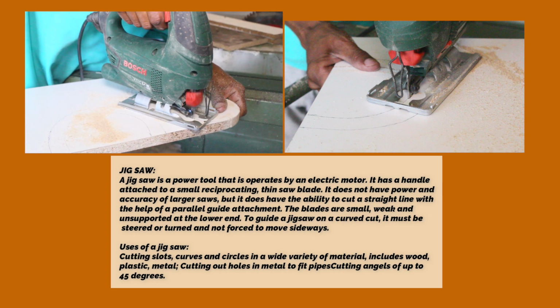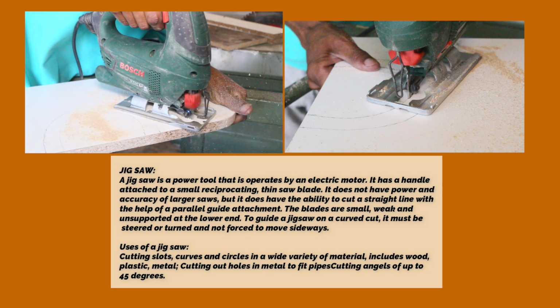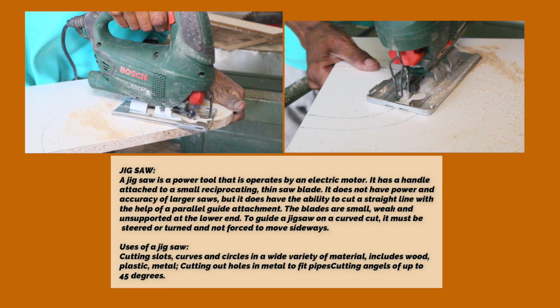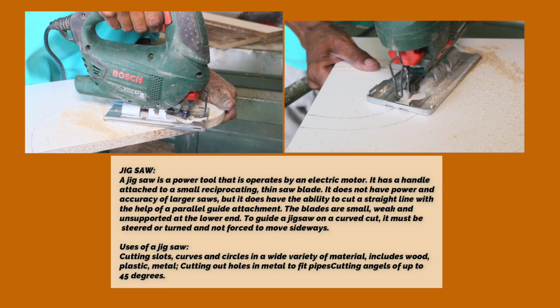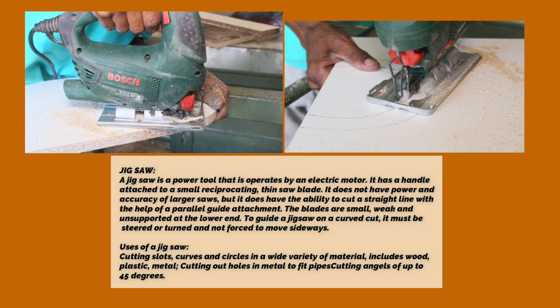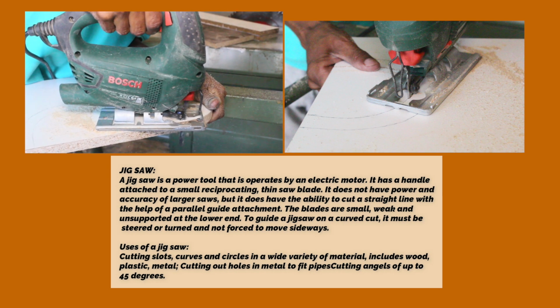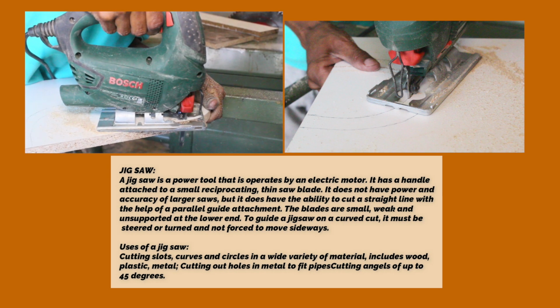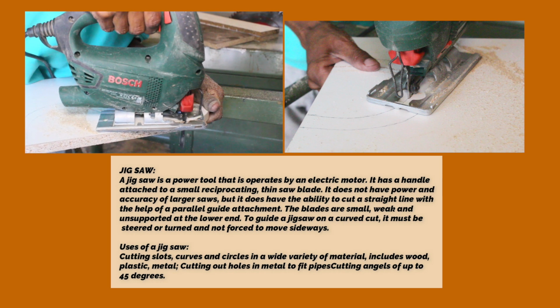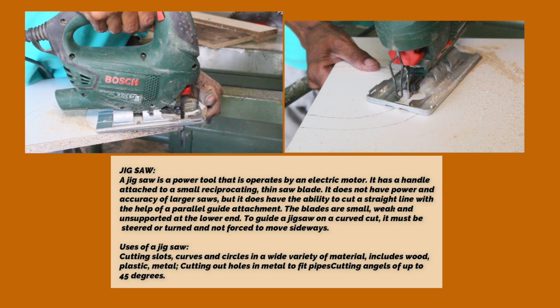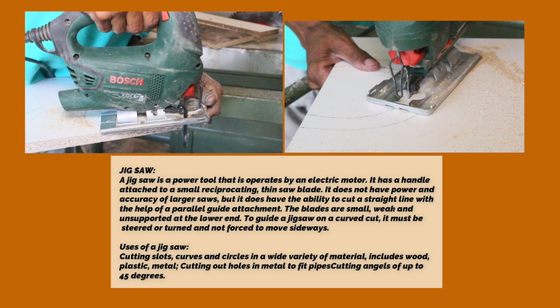Uses of a jigsaw. 1. Cutting slots, curves, and circles in a wide variety of material, including wood, plastic, metal. 2. Cutting out holes in metal to fit pipes. 3. Cutting angles of up to 45 degrees.